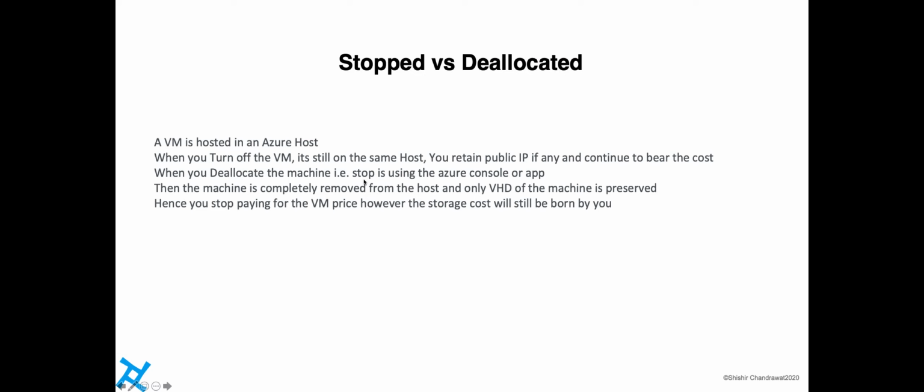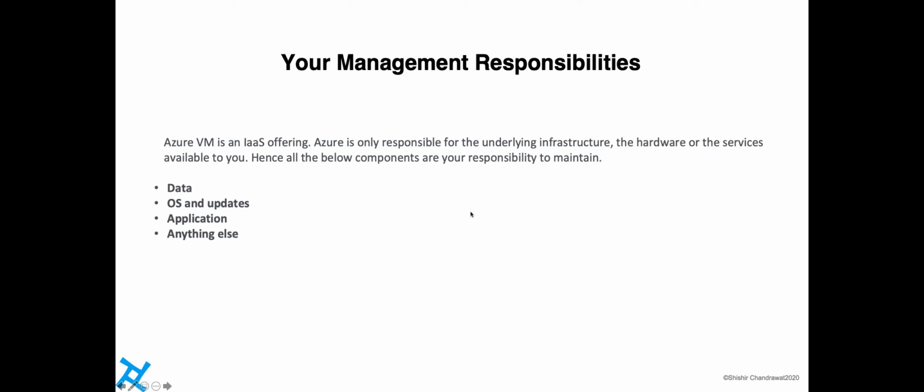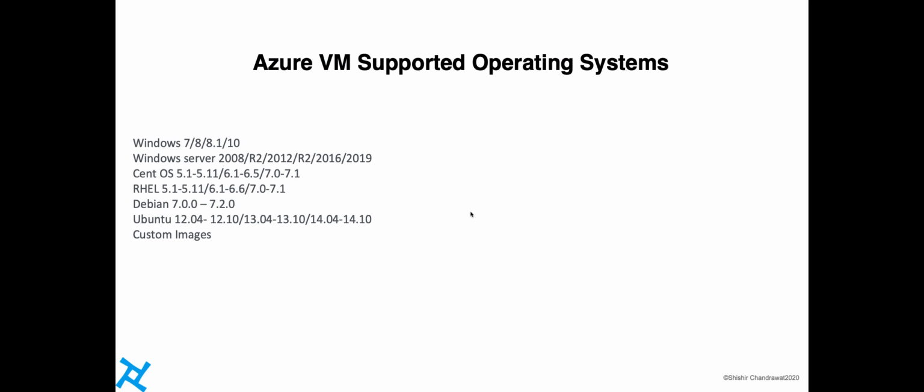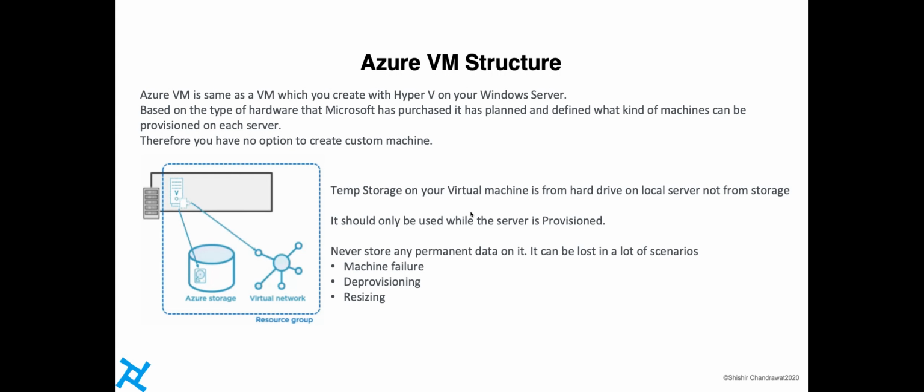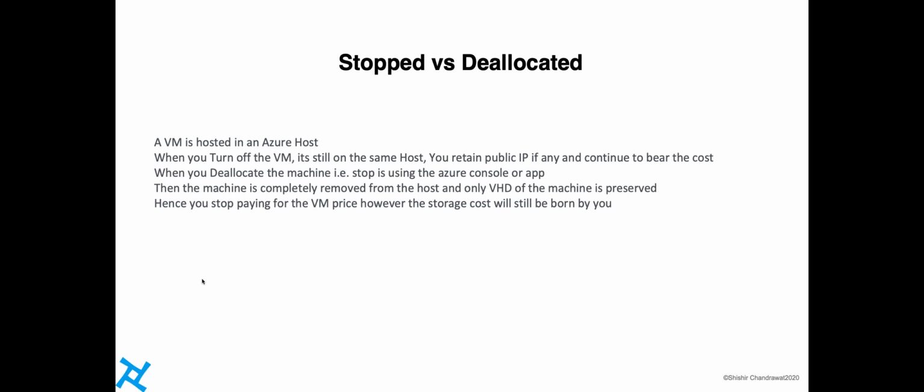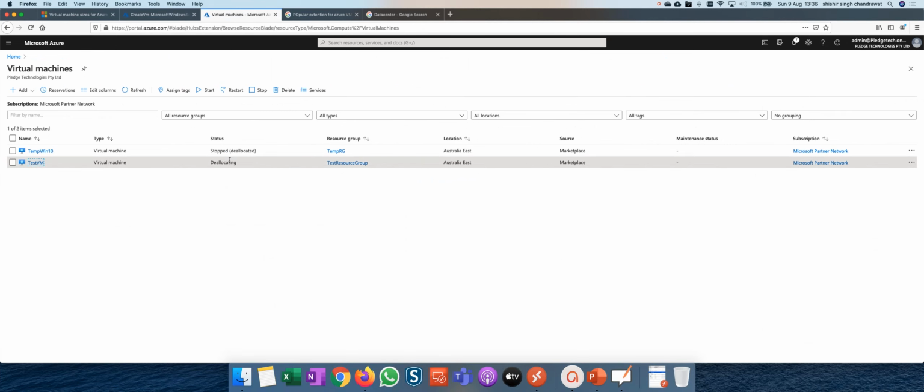When you deallocate the machine, that is, stop it using the Azure console or app, then the machine is completely removed from the host and only the VHD of the machine is preserved. So when the machine is removed from the host and the VHD is preserved, you will pay for the VHD, and you stop paying for the VM price. However, the storage cost will still be borne by you. Once again, even when the machine gets removed from here, this hard drive will still remain in the storage and you will still keep paying for this hard drive. Okay, so let's make sure that our machine is deallocated.